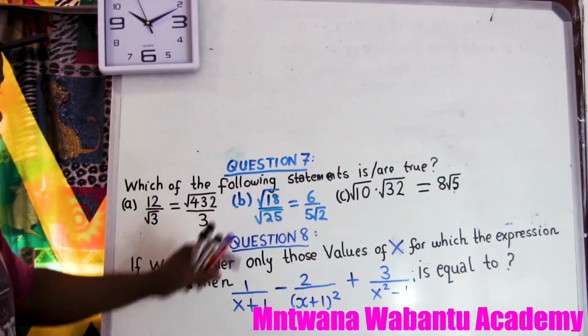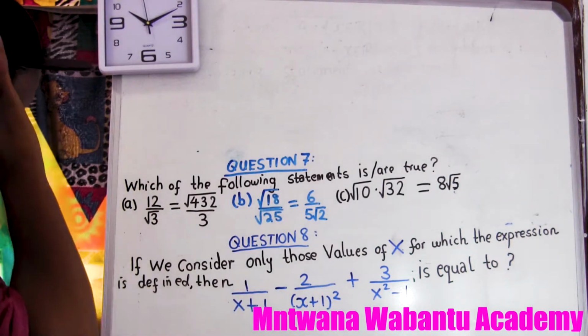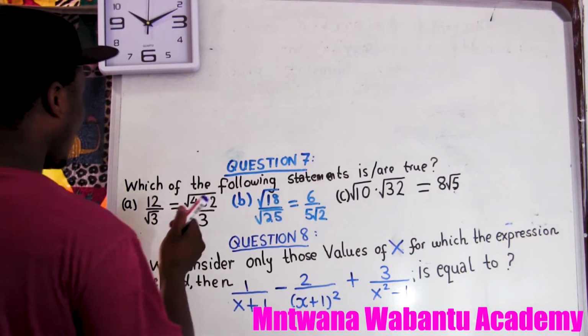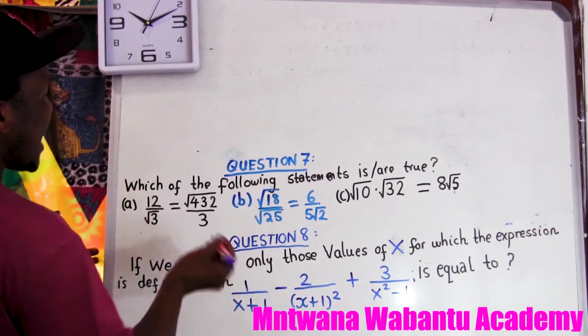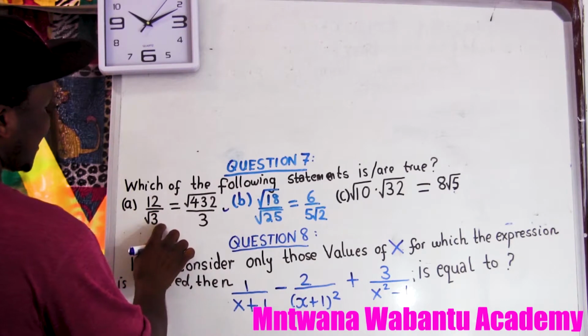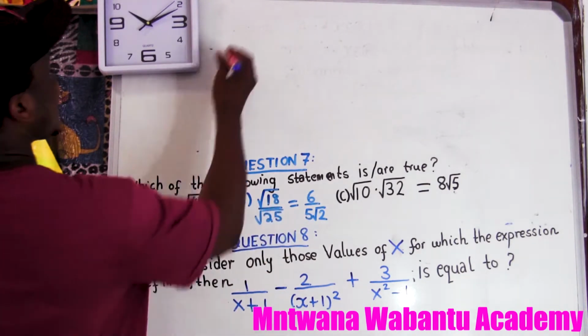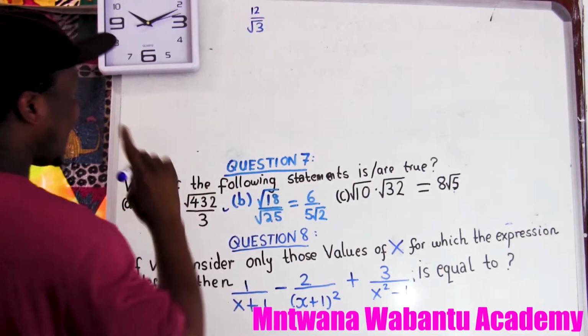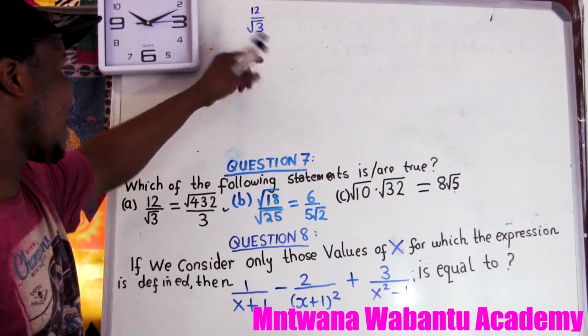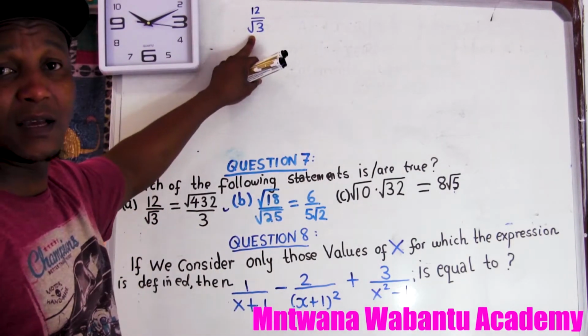Okay, now let's go for this one. This is easy. So what I'm going to do, I'll take the left-hand side, simplify, take the right-hand side, simplify. Okay, let me start with this: 12 over square root of 3. Mathematically, you rationalize the denominator, and don't leave any root in the denominator in your final answer.